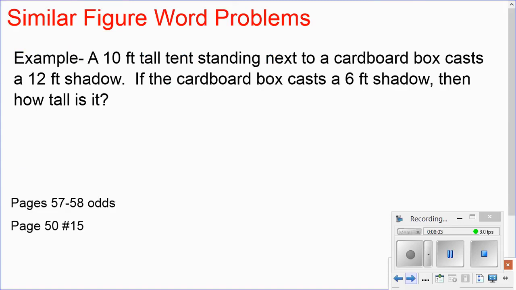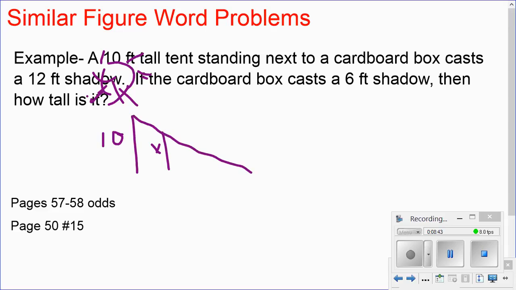Next, let's take a look at a word problem here with similar figures. So we have this 10-foot tall tent. Anytime we're reading a word problem, you definitely need a picture. So I'm reading 10 feet tall. Tall I know is vertical, so I'm going to go ahead and make a vertical line and label it 10. Now, it says that it's standing beside this cardboard box, so I'll put the cardboard box there, right beside it, or close to it. And I don't know how tall that is, so I'll call that X. And both of these are casting a shadow. Well, casting a shadow means there's a sun up here, okay? And the shadow's coming down.